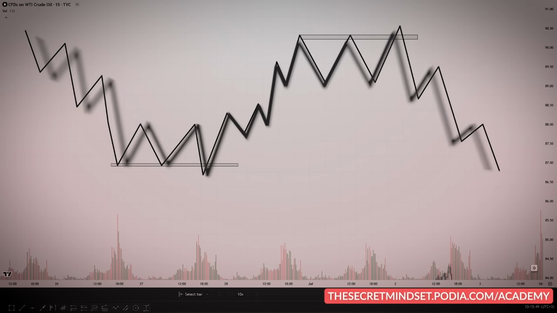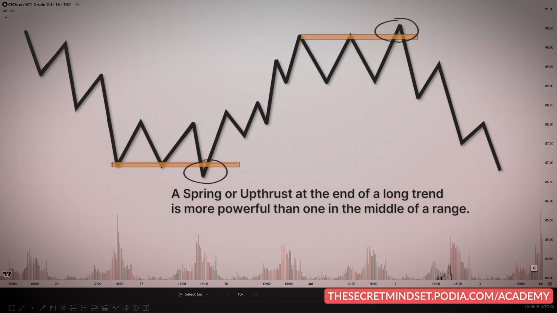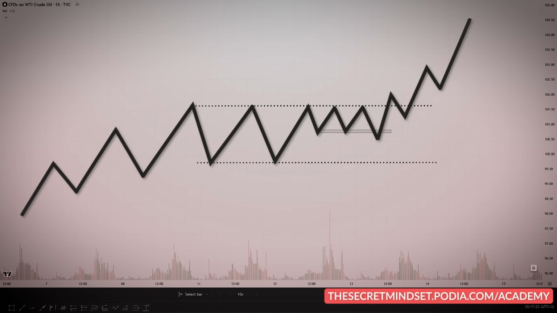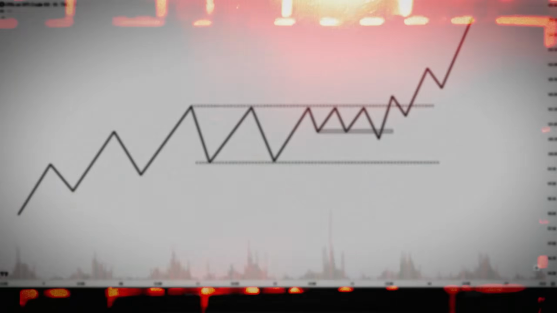The context matters a lot. A spring or upthrust at the end of a long trend is more powerful than one in the middle of a range. It might signal a big trend change. One trick is to look for smaller ranges near the edge of bigger ranges. These often lead to good breakouts. You might see springs or upthrusts in these smaller ranges before a big move.